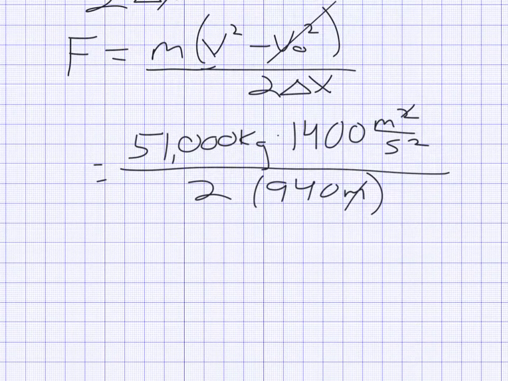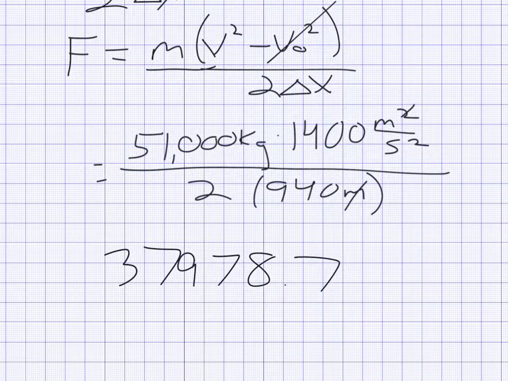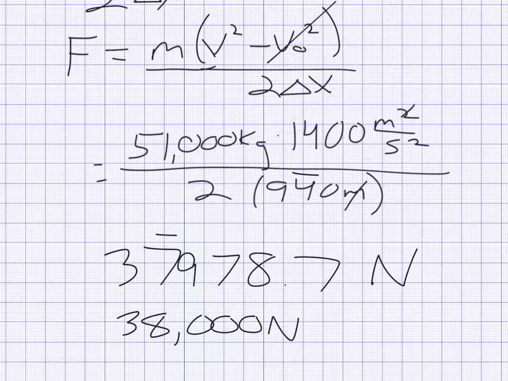We get 3,797.8, etc. There's a lot of digits, sorry. Newtons. Now, if I am being a stickler for sig figs, I think we have 2 sig figs, so appropriate rounding is right about there, 38,000 newtons, or 38 kilonewtons. You could also write it like this, a lowercase k. Lots and lots of force, 38,000 newtons of force.